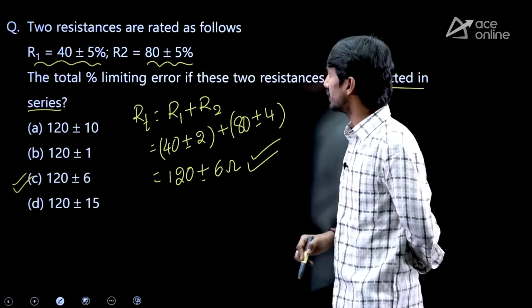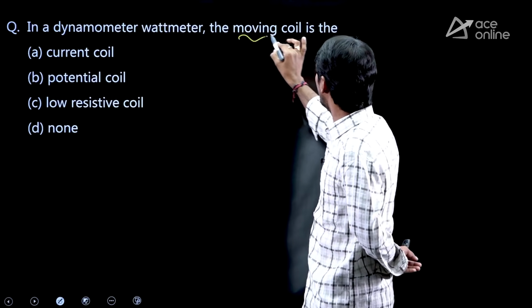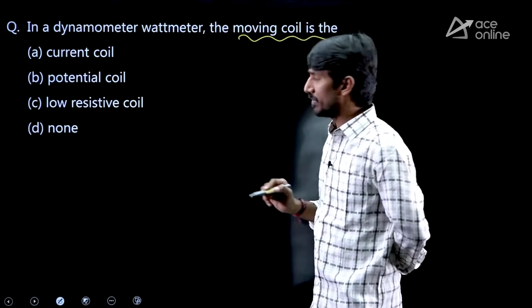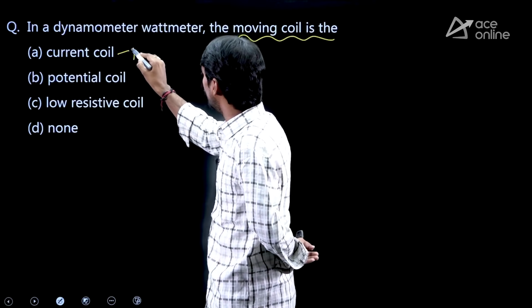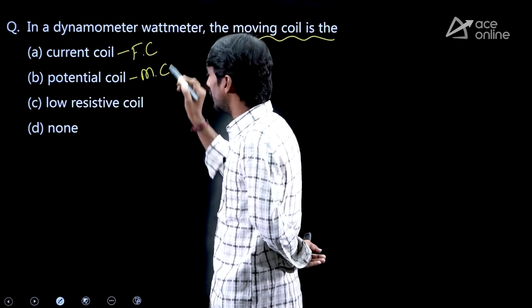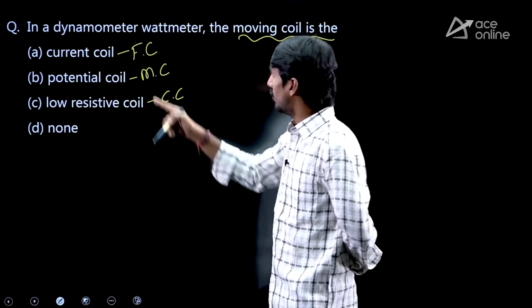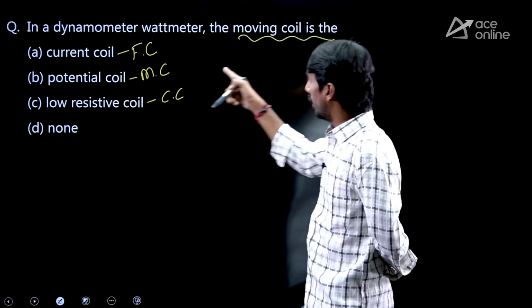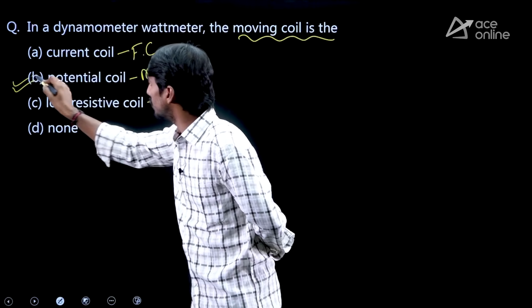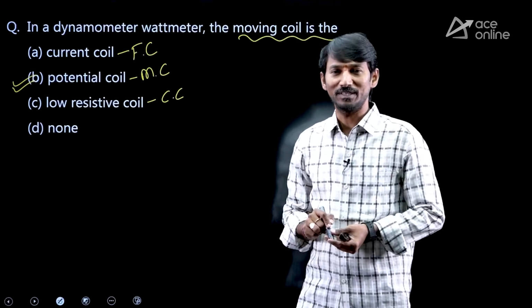Right? Next one. In a dynamometer wattmeter, the moving coil is the dash. Sir, current coil is anyway fixed coil. Potential coil is the moving coil. Low resistive coil is also current coil. What he is asking? The moving coil is dash. Answer is potential coil. So these are the questions from the measurement subject. Clear?